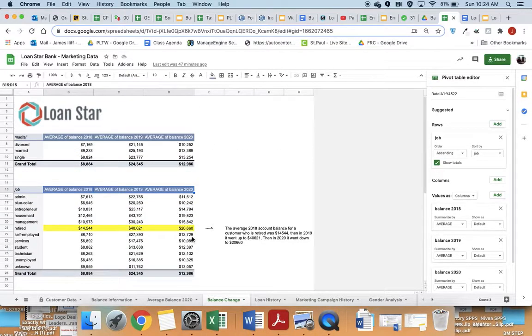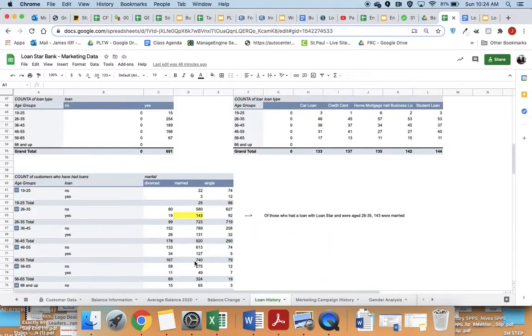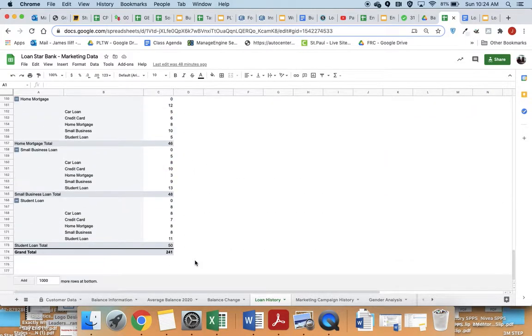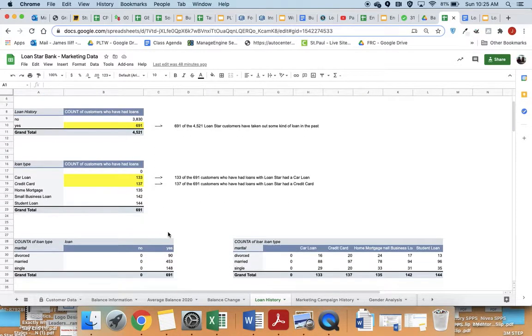Okay, but this account balance might be meaningful to you, maybe not. What we're talking about is loans. Look at all this loan data that we have. Wow. So we're trying to get our customers. Here's loan data. We already know this. 691 people have loans versus 3,830 don't have loans. But look at this.